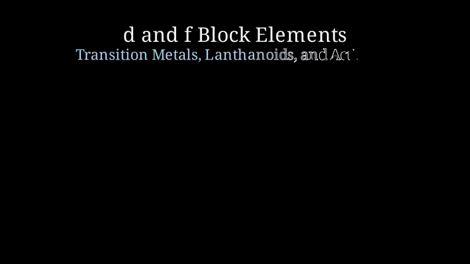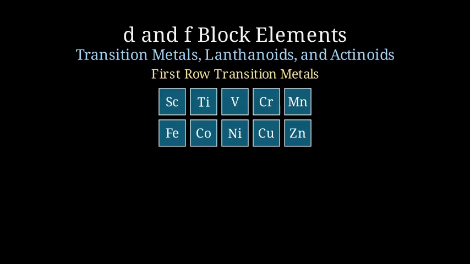Welcome! Today we are exploring the D block and the F block elements with a special focus on the transition metals, lanthanoids, and actinoids. First, the D block sits in the middle of the periodic table spanning groups 3 through 12. Let's visualize the first row of transition elements from scandium through zinc.